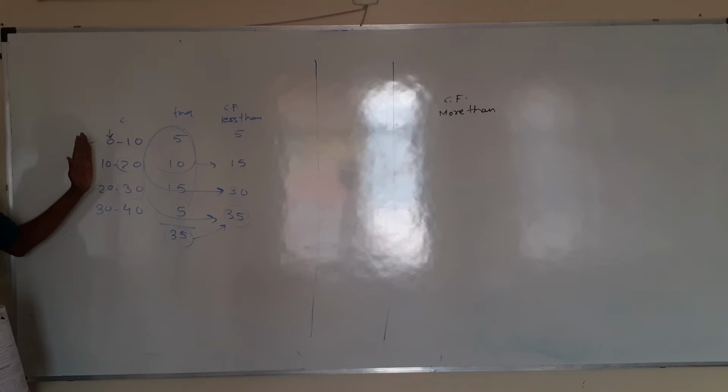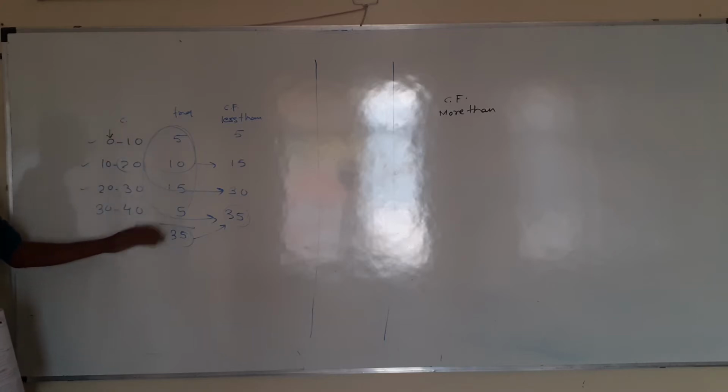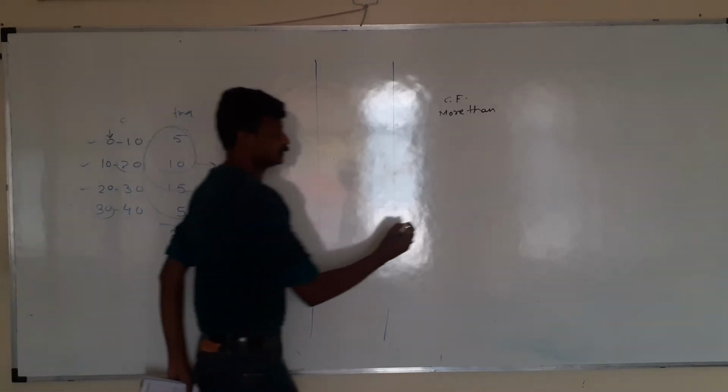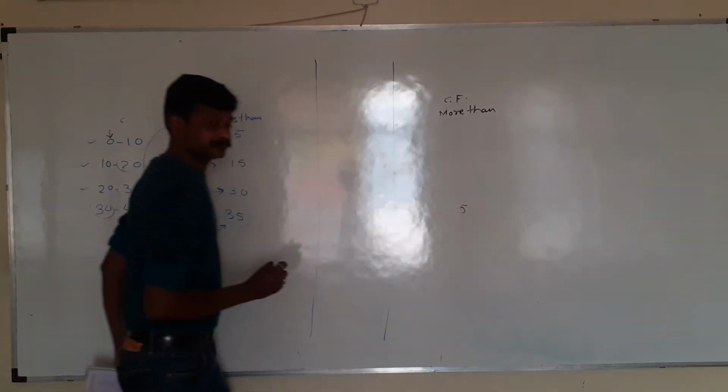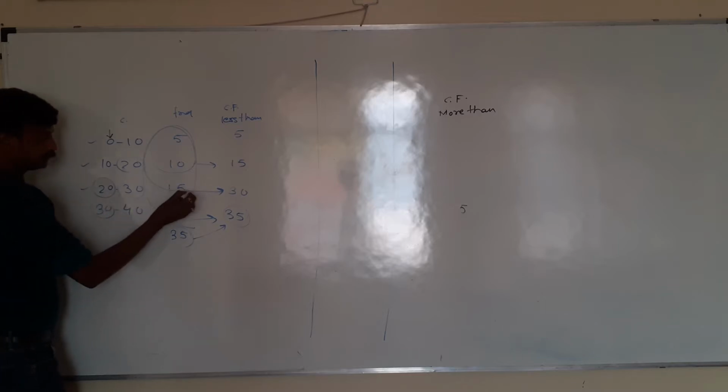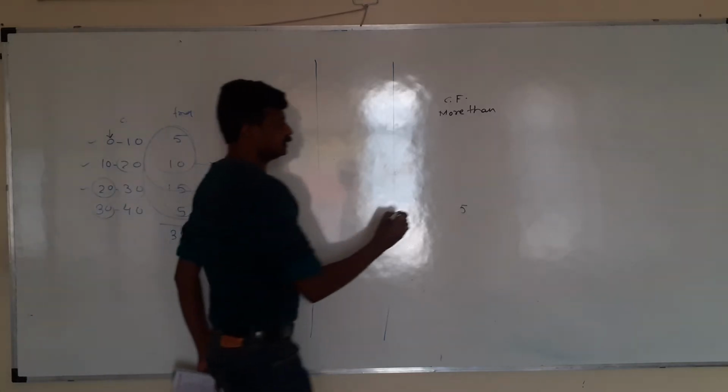So if cumulative frequency more than the lower class limit is started with the first class, then addition of all the classes will come. So we start with the last class. For the last class, lower limit is 30. Cumulative frequency more than 30 will be 5 as it is. Next, second last class, cumulative frequency more than 20, more than lower class limit. This class is also more than 20. So addition of these both will come, 15 plus 5, it will be 20.